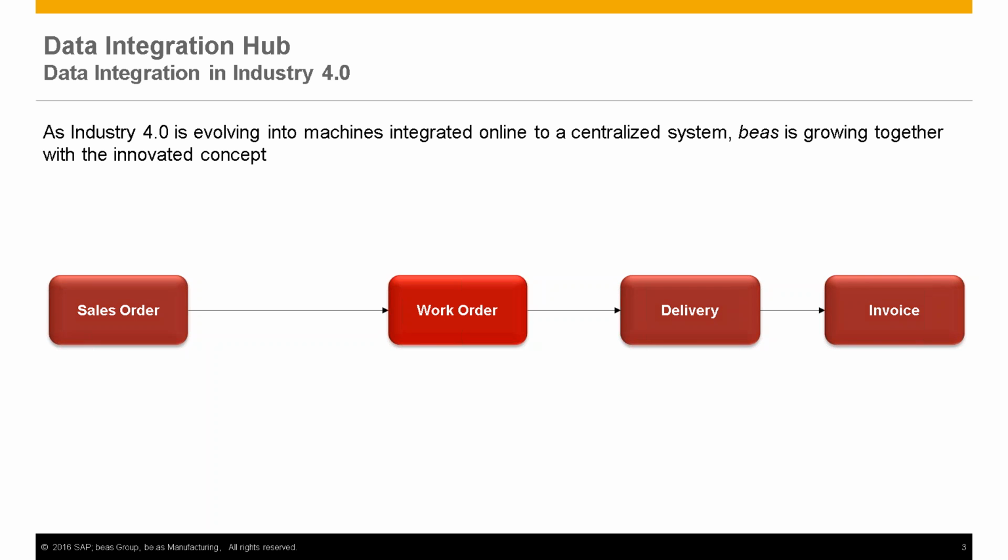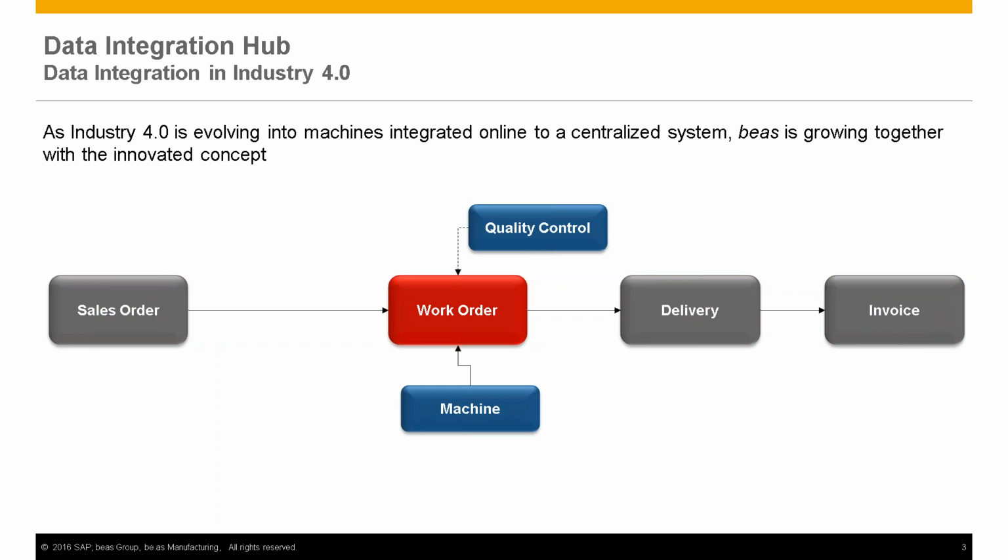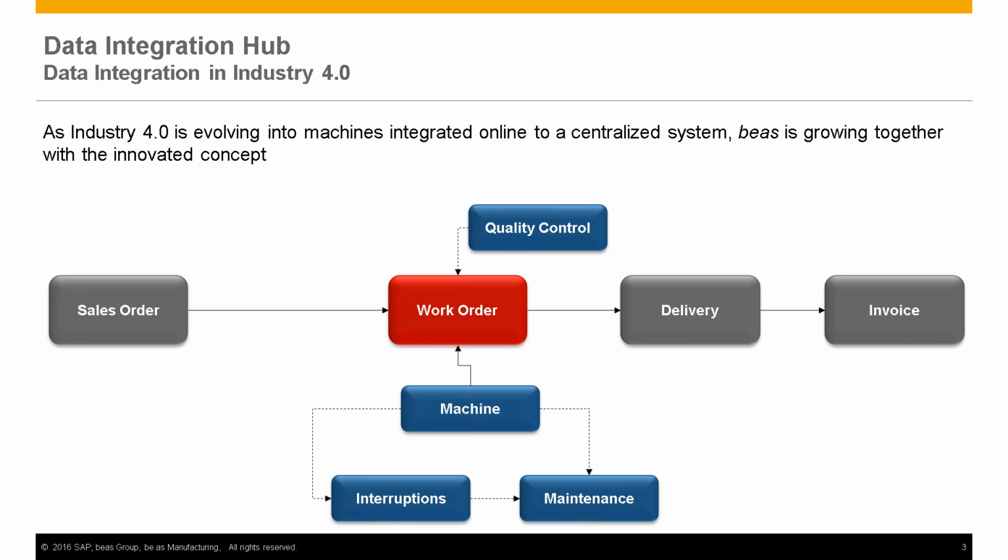If we go through the process that we have in beas, we have the work order that for some of the items that we're going to produce, we will have a quality control, okay? And for the machine that we are using, we will have a maintenance, or probably we can schedule some interruptions between the usage of the machine that can lead to a maintenance too.